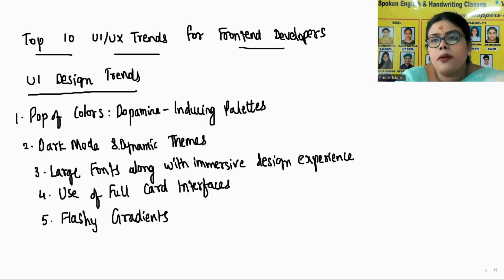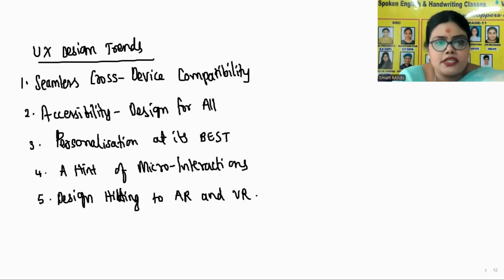So these were a few amazing UI design trends which you should give a try once. So now let's look into UX design trends for front-end developers. So these are the UX design trends. So number one is seamless cross-device compatibility. Number two is accessibility design for all. Number three is personalization at its best. Number four is a hint of micro interactions. Number five is design hitting to AR and VR.